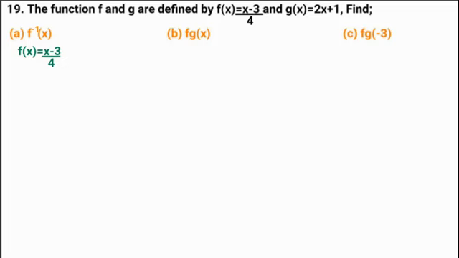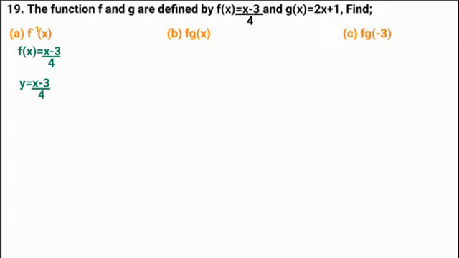I'm sure by now you know that when we put f of x, it's just the same as writing y. We can put any other letter. So instead of writing f of x, we can put y. We're going to say y is equal to x minus 3 over 4.